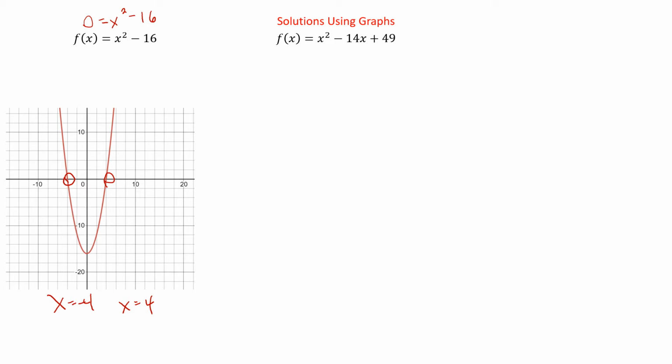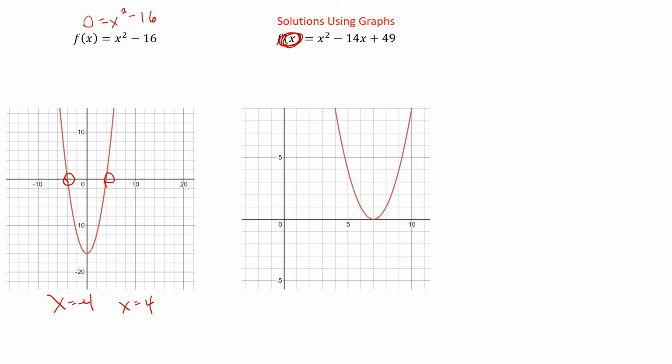So let's take another one. f of x equals x squared minus 14x plus 49. So this is how we would graph it, but really we're finding 0 equals x squared minus 14x plus 49. So when we graph it, f of x equals x squared minus 14x plus 49, we get this, which here we only have one solution at x equals 7. So when the vertex is on the x-axis, when the vertex is the solution, there's only one solution. The first example, we had two solutions. Well, is there another option?